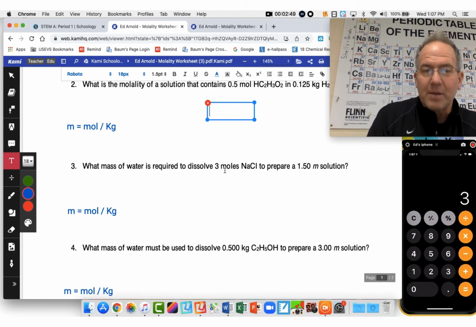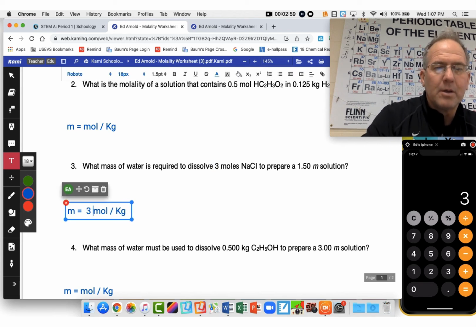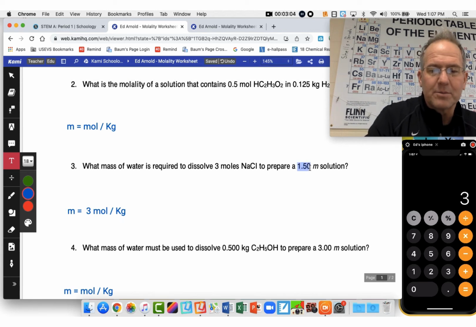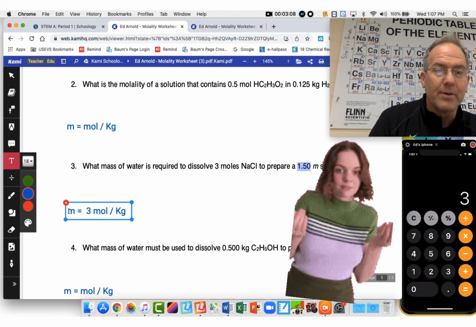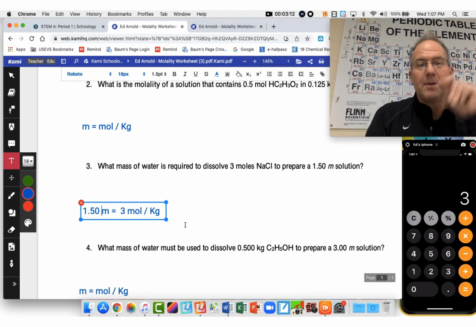And they give me the other information. So what I'm going to do is make sure everything fits where it goes. Dissolve 3 moles. 3 goes with moles, right? And 1.5 kilograms. Oh, I'm sorry, 1.5 little m. I almost messed up there. 1.5 little m. Put that where it goes. And now we're going to solve for kilograms.